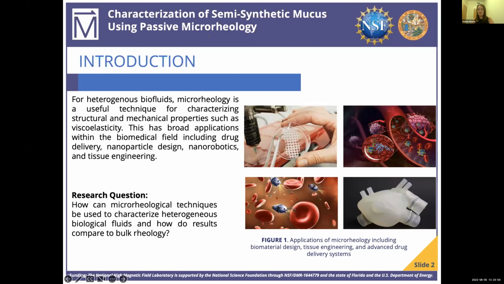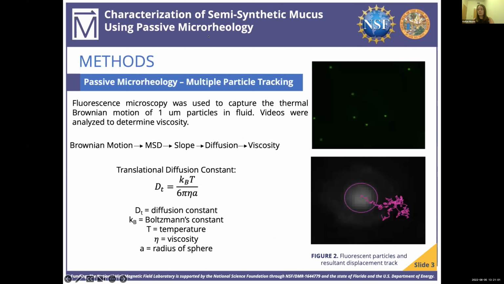One of the techniques that I used this summer was multiple particle tracking, which is a passive way to gain information about a sample's mechanical properties. I placed 1 micrometer fluorescent beads in my sample and recorded their resultant Brownian motion. From this, I exported the data to a software system that provided information about the displacement of each particle. This was then used to solve for the diffusion constant as shown in the equation below. The only unknown after determining this constant was viscosity, which was the property of interest.